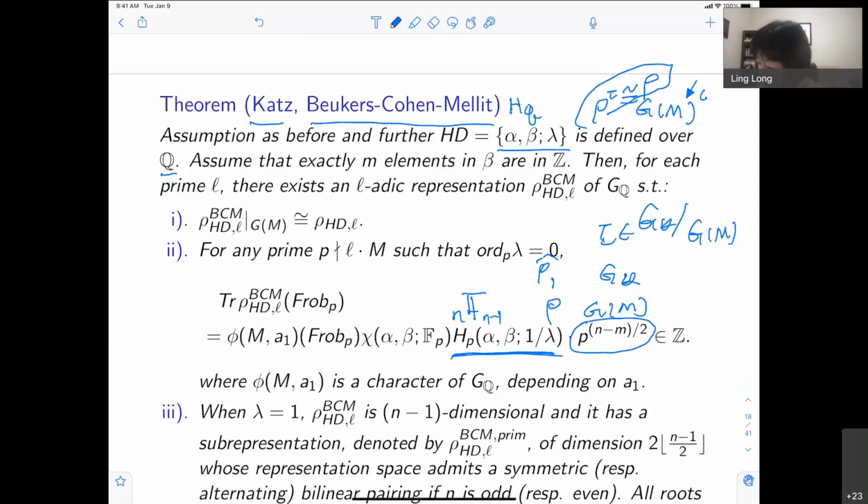Okay, n will be how many elements in beta are corresponding to trivial characters. They will give you a different count, all right? So putting together what I want to convey: Katz representation is for the smaller group. It can be lifted up to GQ representations.